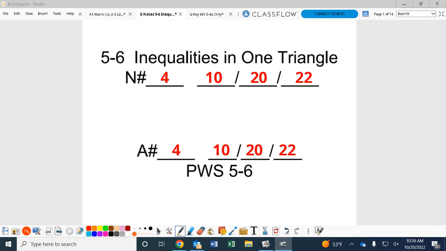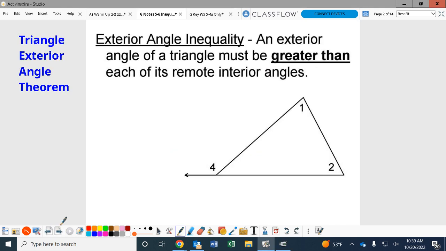So here we go. We are working on inequalities in one triangle. There's going to be a rule, it's a theorem. It's what we deal with first, and then we're going to deal with two formulas later on in the process. Please note when I tell you those, these are important things that you need to know the name of, or you need to know the rule when we get to the actual test. So this is one of them.